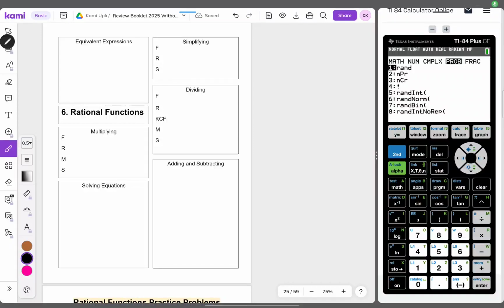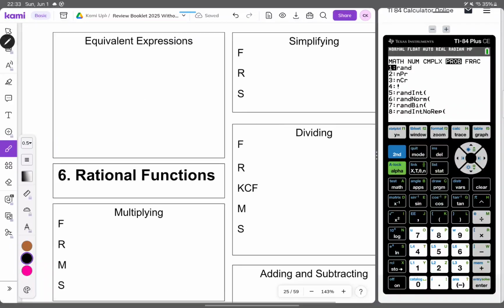Hey, here we go. Rational functions. So remember, rational functions are when we just have a polynomial function being divided by another polynomial function. This is what we call a rational function.